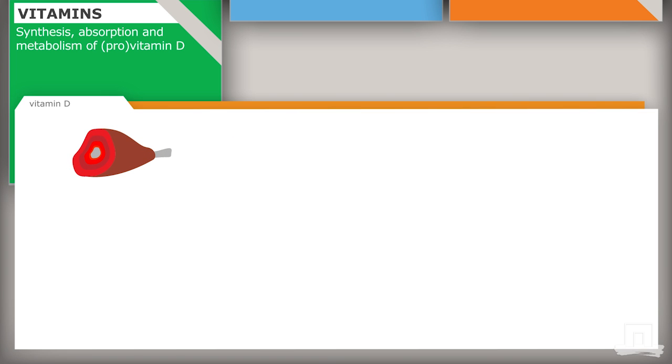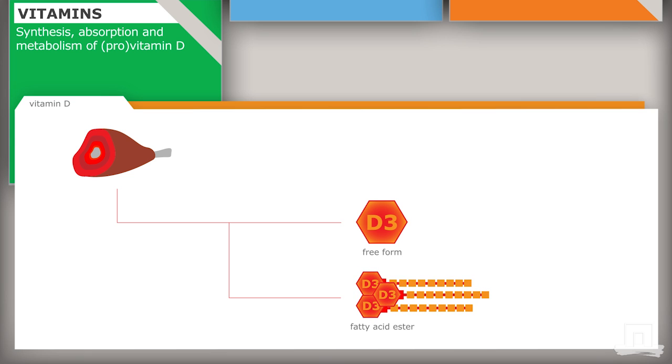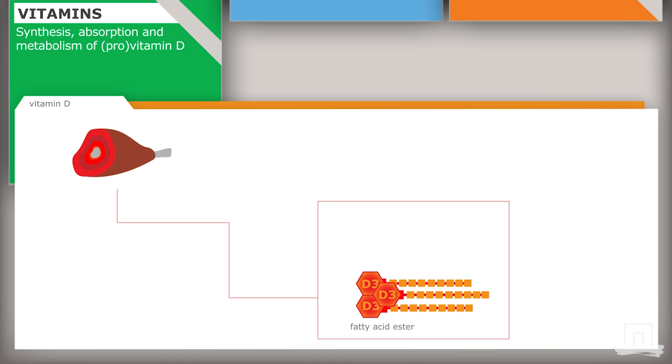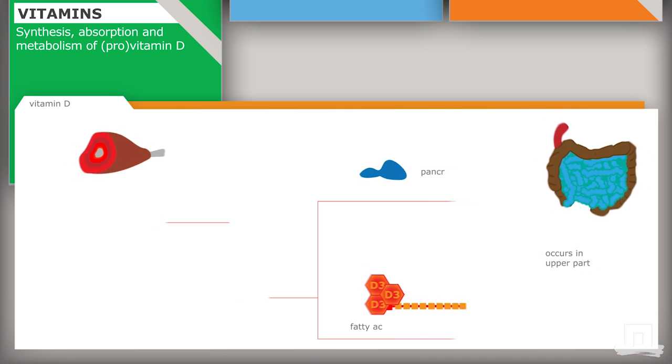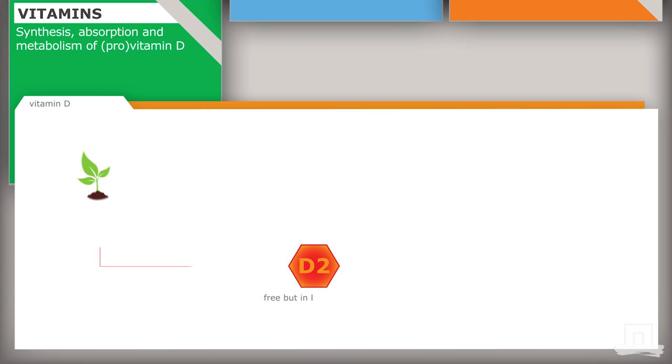In foods, vitamin D3 occurs in animal sources in its free form as well as linked to long-chain fatty acids. Before being able to be absorbed, these linkages have to be broken by an enzyme called lipase, which is secreted from the pancreas. This occurs in the upper part of the small intestine during the digestion of dietary fat. In plant-derived foods, vitamin D2 is usually present in its free form, but only in low amounts.